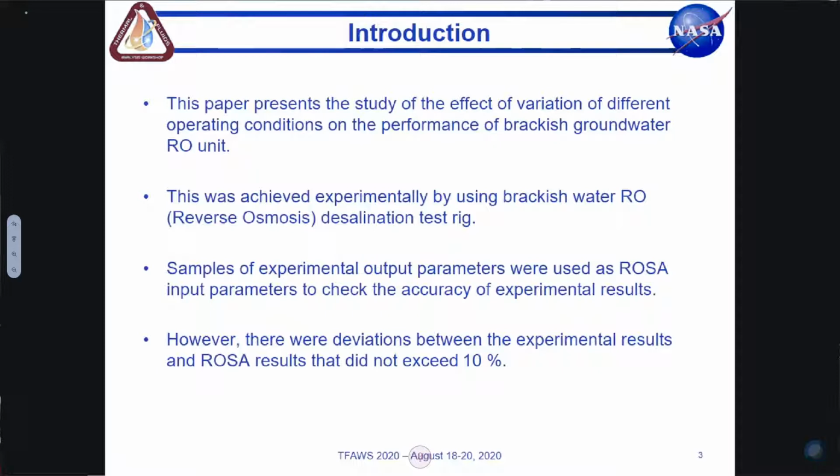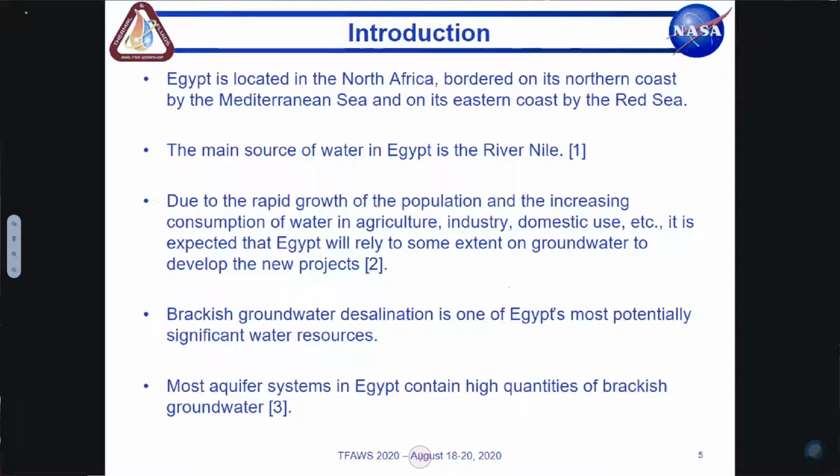This paper presents a study of the effect of variation of different operating conditions on the performance of a brackish groundwater reverse osmosis unit. This was achieved experimentally by using a brackish water reverse osmosis desalination test rig, and samples of experimental output parameters were used as ROSA input parameters to check the accuracy of our experimental results. Of course, there were some deviations, but they don't exceed 10%.